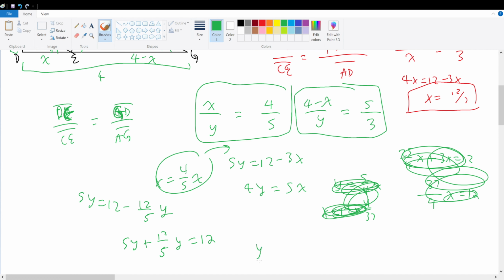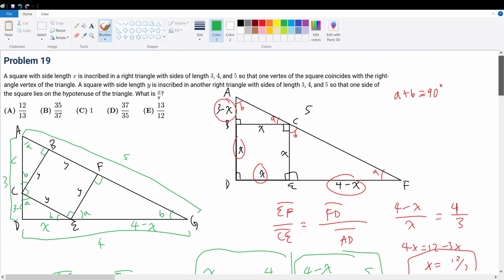So y must be equal to 12 times 5 over 25 plus 12, which is 37. So that must be equal to 60 over 37. And 60 over 37 is y, and x is equal to 12 over 7, so that means x over y is the same thing as 12 over 7 times 37 over 60. So this gets canceled by 5, and we get 37 over 35. So your final answer will be answer choice D.